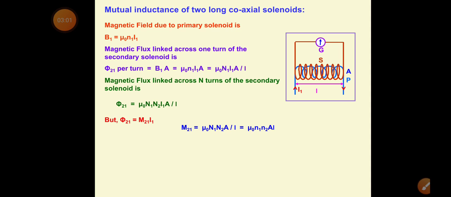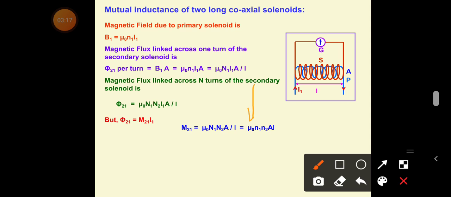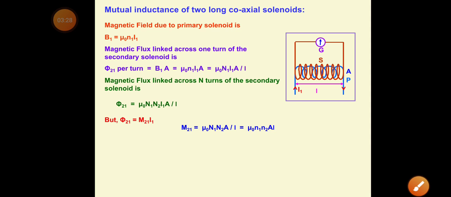But phi 21 is nothing but M21 into I1 from our previous equation. So on comparing, I can say that M21 is equal to mu 0 N1 N2 A upon L. So this mutual inductance also depends on the medium, the number of turns on both solenoids, and the dimensions of the solenoid, that is A and L. So this is about the concept of M21.